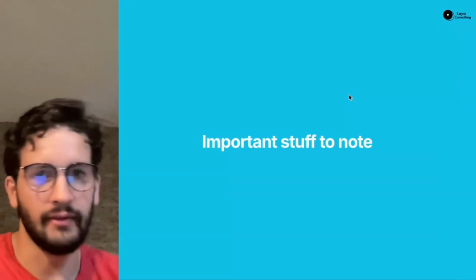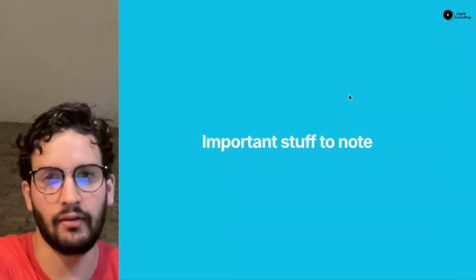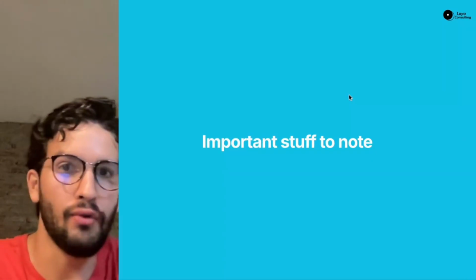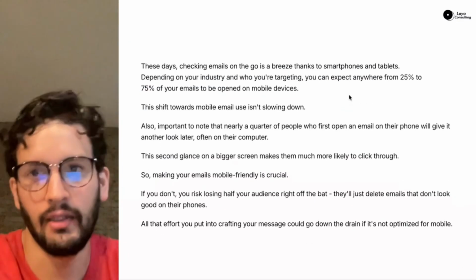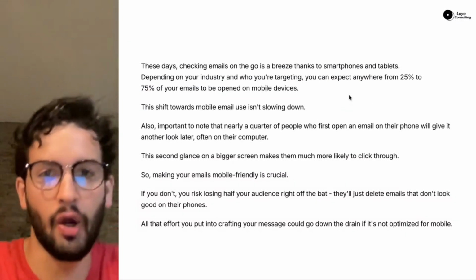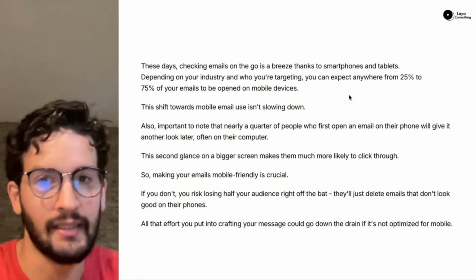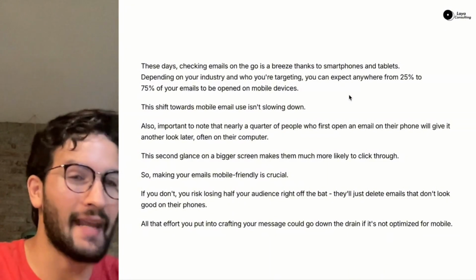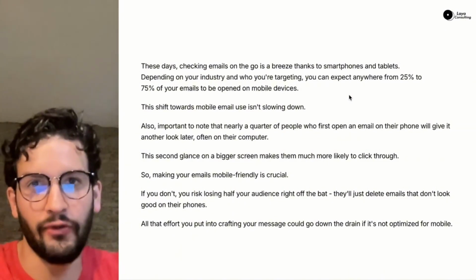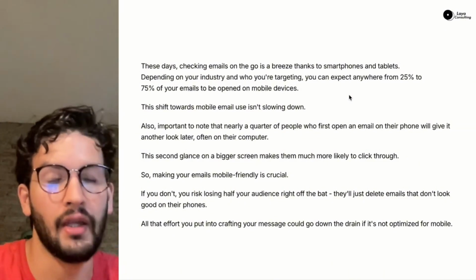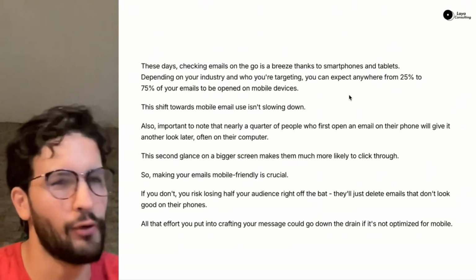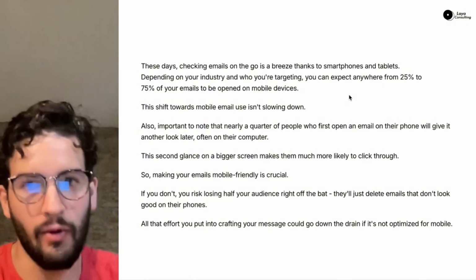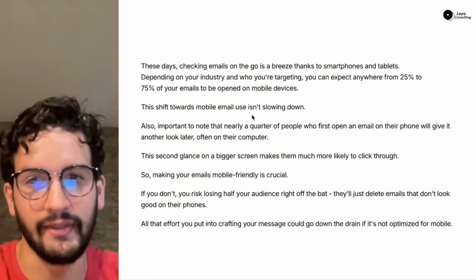Before I dive into the different steps to take in order to make sure the designs are optimized for mobile, let's talk about some extremely important stuff that you might probably know already or not. So these days, checking emails on the go is a breeze thanks to smartphones and tablets. Depending on your industry and who you're targeting, you can expect anywhere between 25 to 75% of your emails to be opened on mobile devices. I'd say more than that, to be honest with you, more like 50 to 75%. So this shift towards mobile email use is not slowing down.